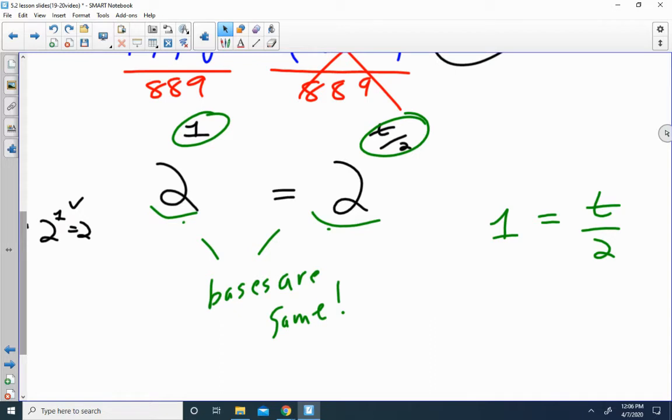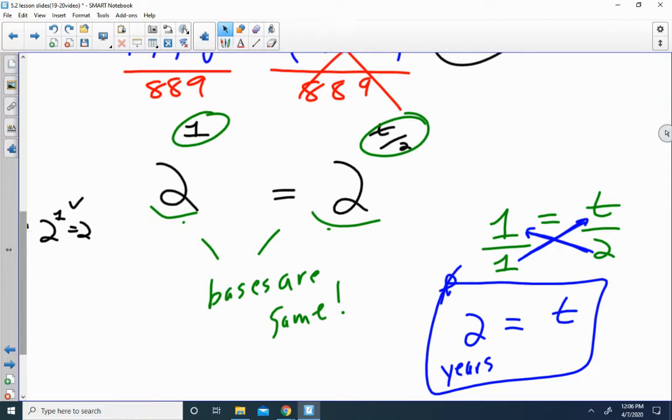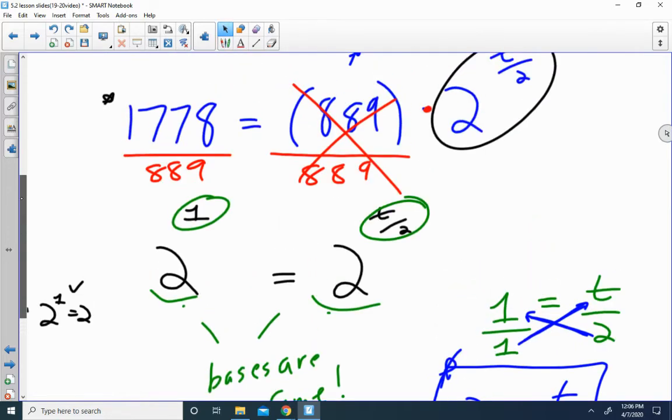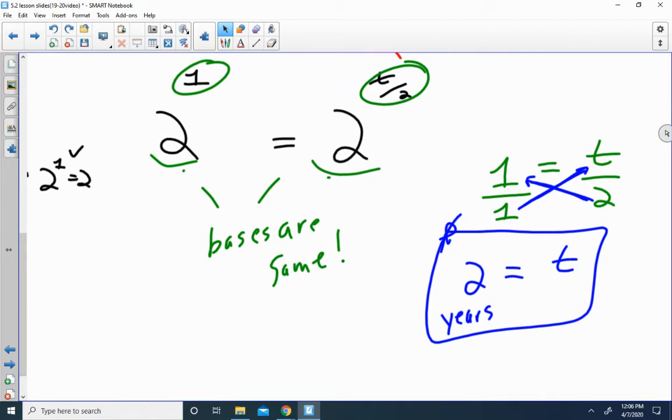Some of you can probably easily look at that and figure out what the time is. If you're not quite sure, what you can do is rewrite 1 as 1 over 1, and then just cross multiply. Do 2 times 1 to get 2, and then 1 times t to get t. And there you go. You're given that the time will be 2 years. It'll take 2 years for this population of fish to double to 1,778 fish. And that's it. That's the typical type of equation wildlife experts will use to calculate population growth.